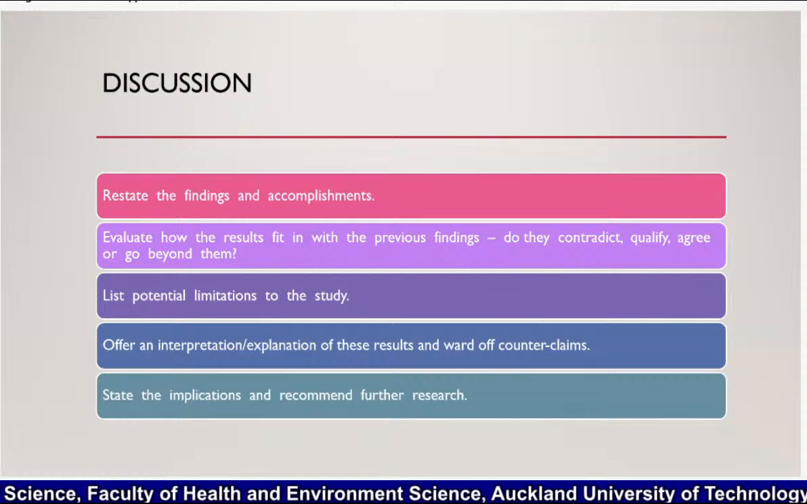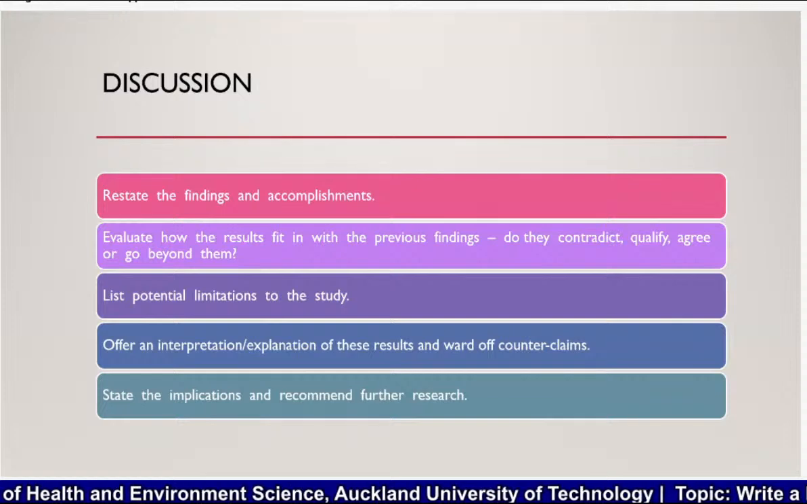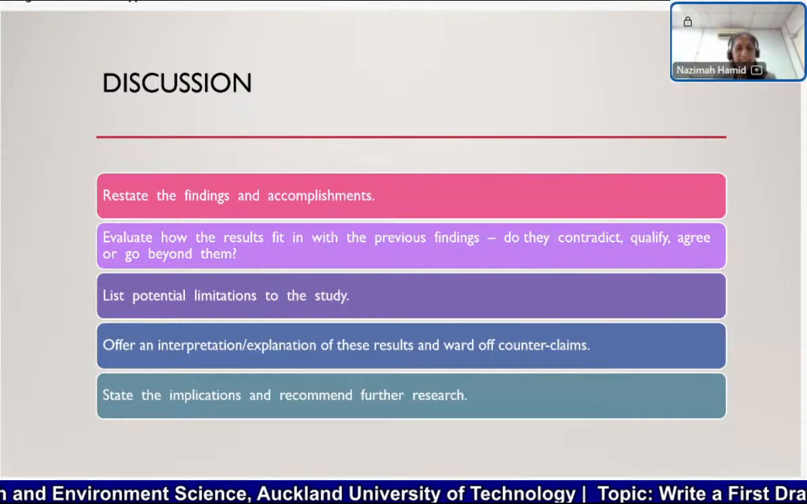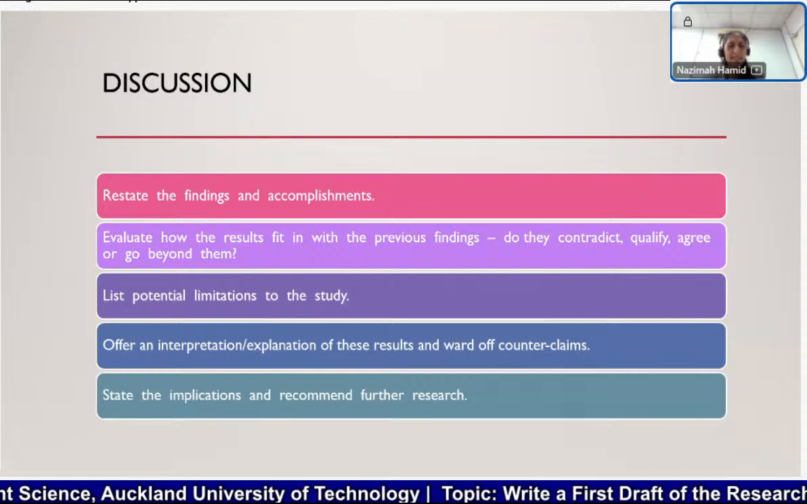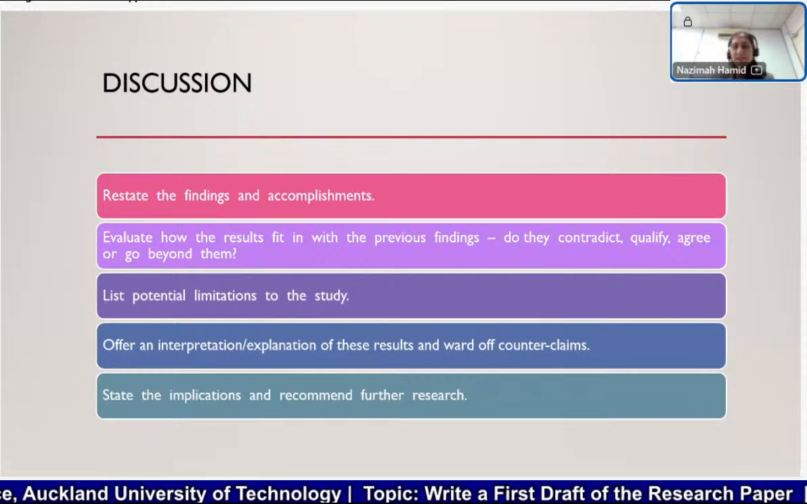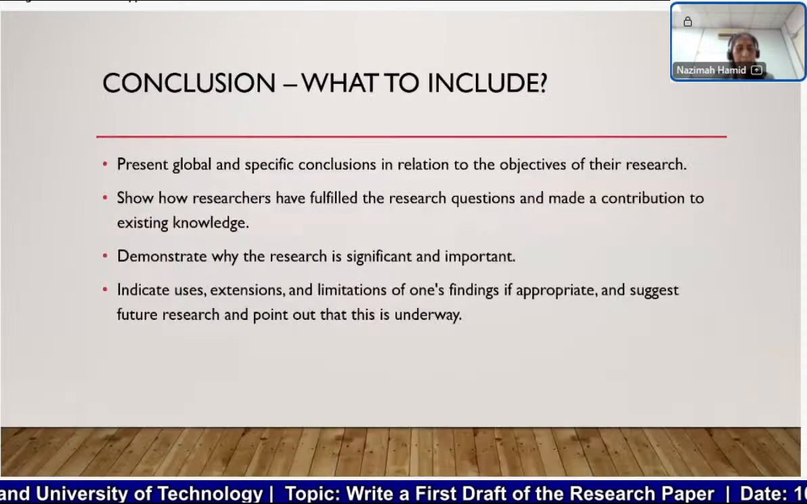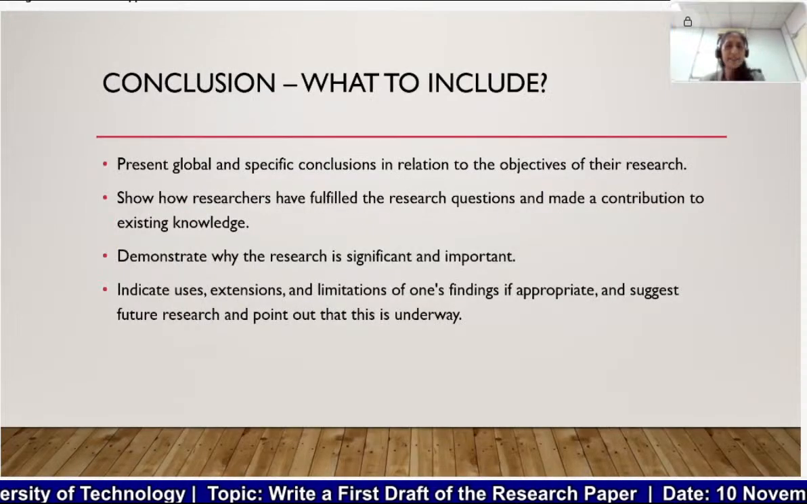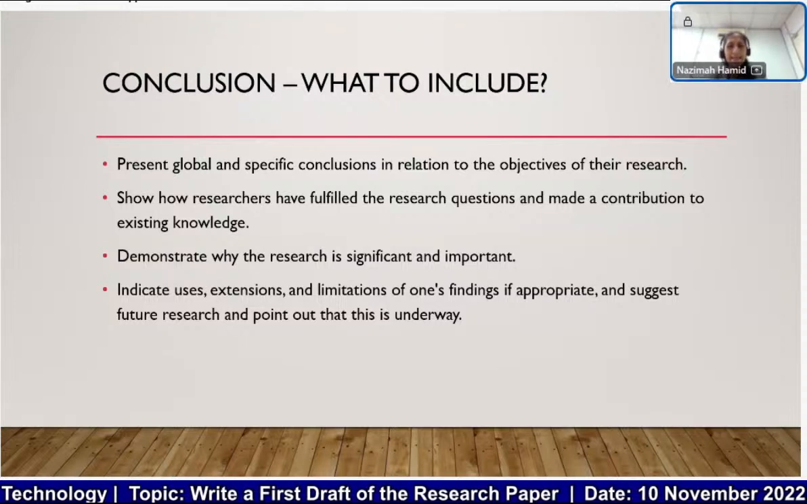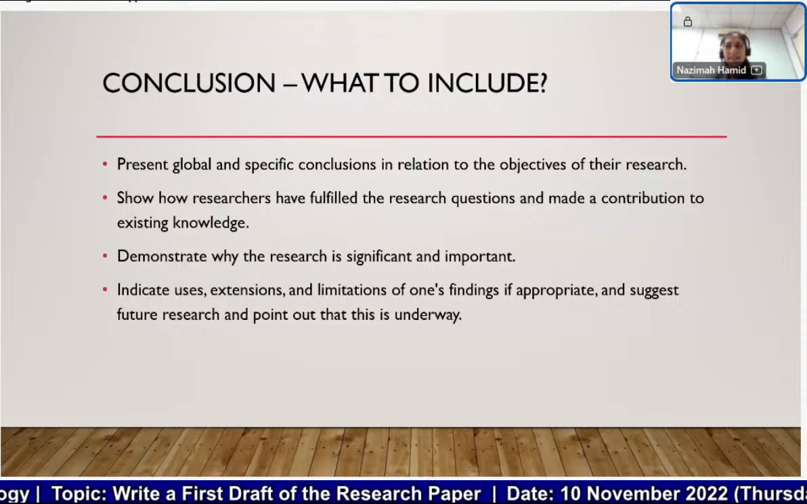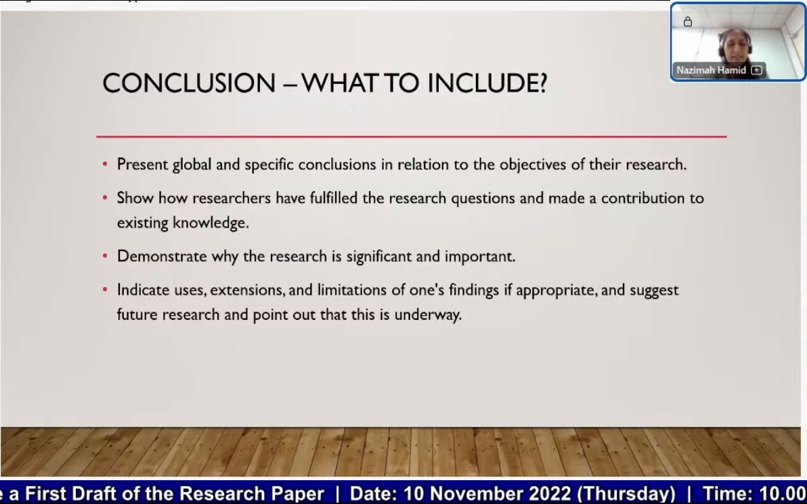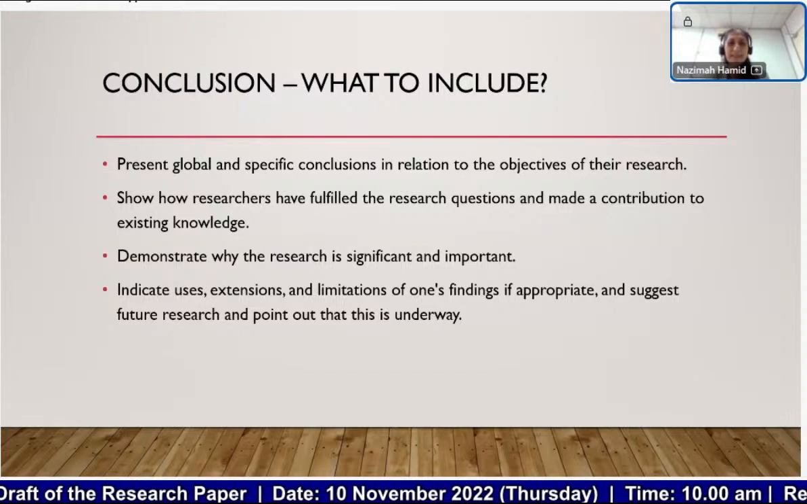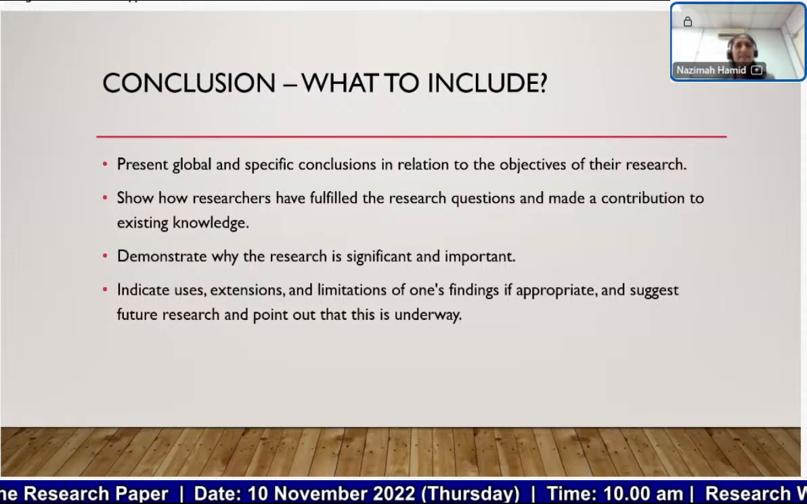So basically, in summary, restate the findings and accomplishments, evaluate how the results fit in with the previous findings, list potential limitations, offer interpretations, state implications, and recommend further research. In the end, that's the conclusion and what you should include. And the big mistake my students make is to use what's in the abstract in the conclusion. And that's not what you should be doing. You don't want to have redundant information.